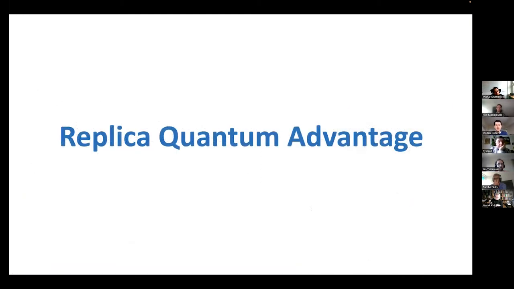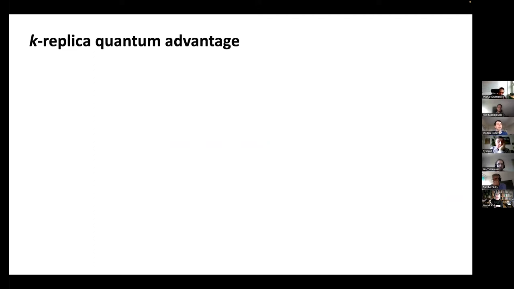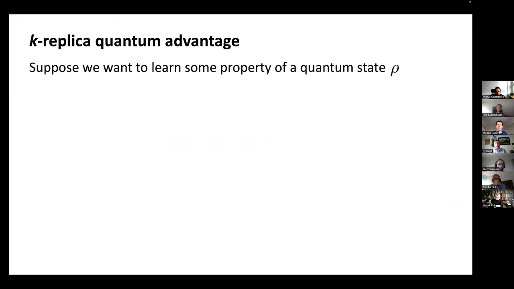Let me tell you about one other idea, which is what I'll call replica quantum advantage. What do we mean by parallel computation on a quantum computer? So recall that in the various tasks which I've told you, a lot of the quantum advantage comes from being able to access two copies of a quantum state simultaneously and being able to make joint entangled measurements on those two copies. That's where a lot of the quantum advantage in the previous examples that I have shown you comes from. So suppose we want to learn some property of a quantum state rho.